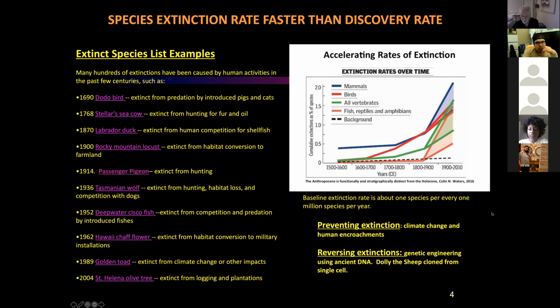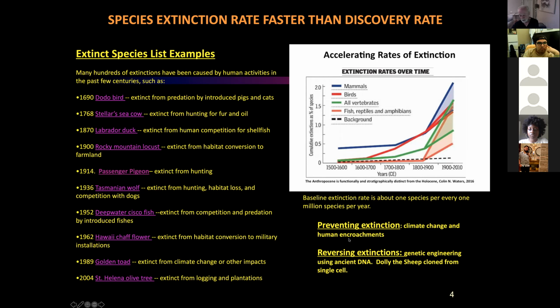So what can we do about preventing extinction? Well, we have to do something about the rate at which the climate is changing and the rate at which humans destroy the environment, the habitat for various species.